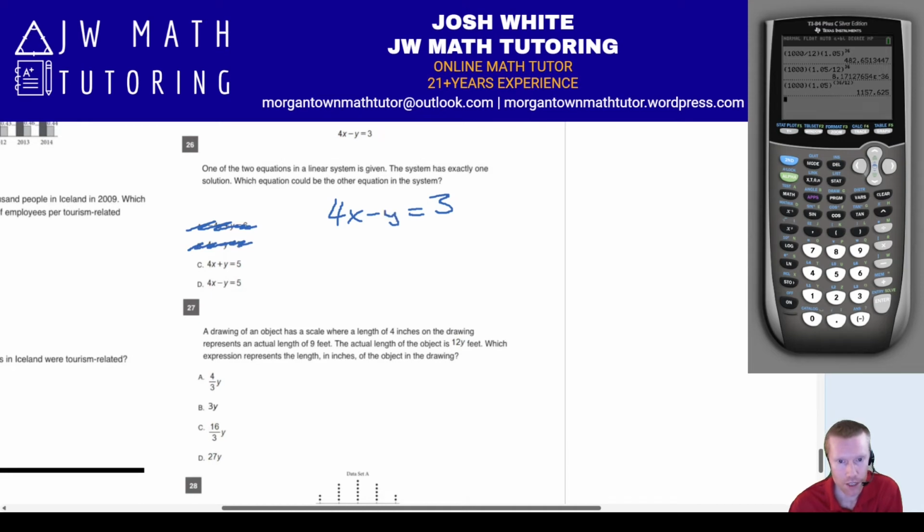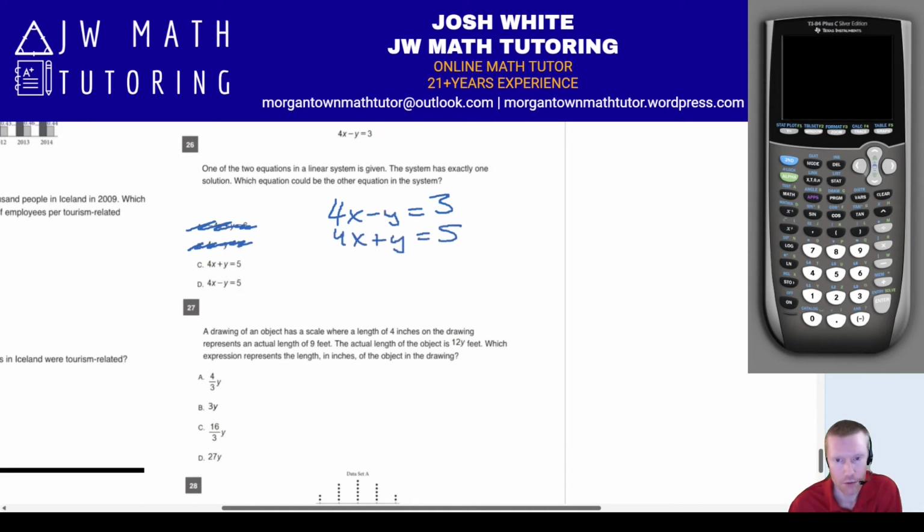So now we'll check answer choice C. 4x plus y equals 5. Here, the multiplier is positive 1, so times 1. Here the multiplier is times negative 1. So now these two multipliers are different. Therefore, this will be our correct answer. So that is one method that you could use to figure out the answer.